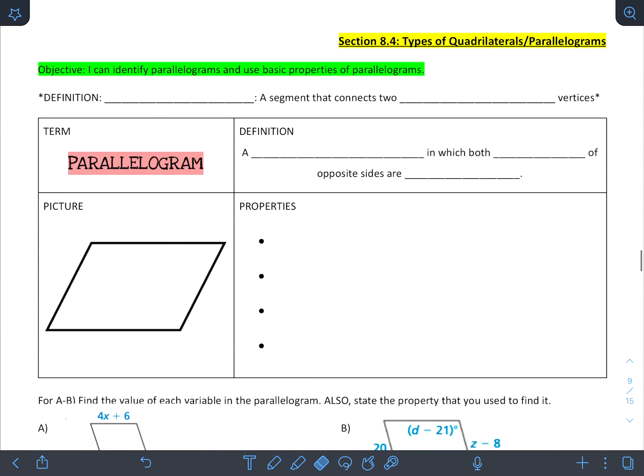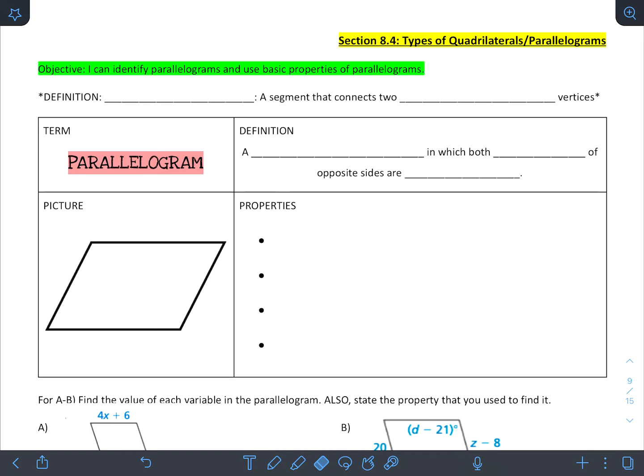So we are going to be working on this section of notes. It's 8.4. We have already talked about polygons in general, and we've talked about triangles, which are three-sided polygons. So today we're going to be focusing on quadrilaterals, four-sided polygons, and a specific type of those, which are called parallelograms. So the objective for today is I can identify parallelograms and use basic properties of parallelograms.